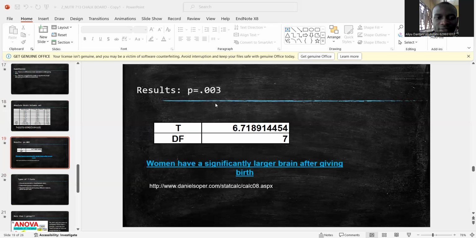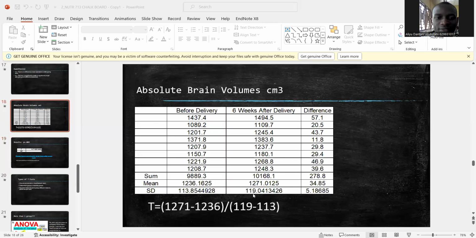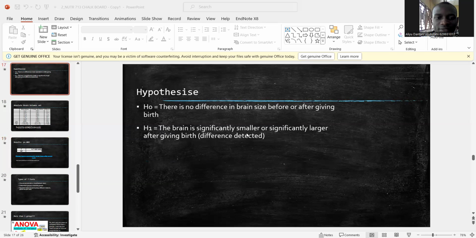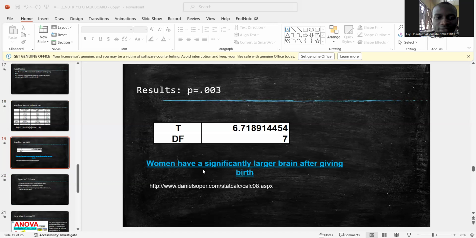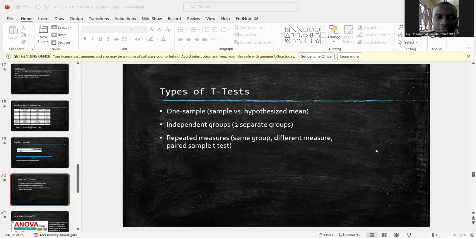And the p-value is this. It means 119 is significantly higher than 113, right? That's the conclusion here. So it means after delivery, the brain is significantly enlarged, right, after giving birth. That's the hypothesis. Women have a significantly larger brain after giving birth, right? So this is just an example of a t-test. So these are the types of t-tests. Of course, I've mentioned them: one sample versus hypothesized mean, independent groups, two separate groups t-test, and then the repeated measures, the paired sample t-test, the one we just did, right?